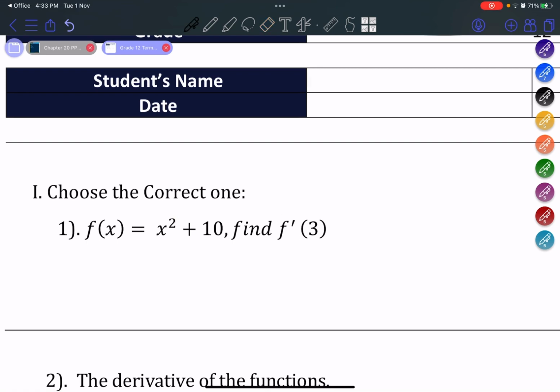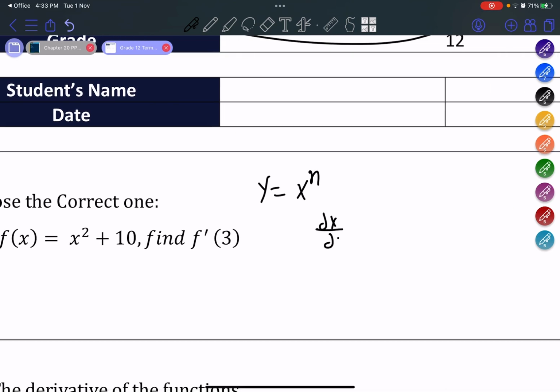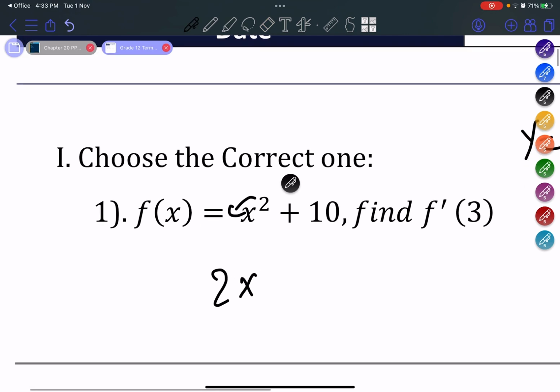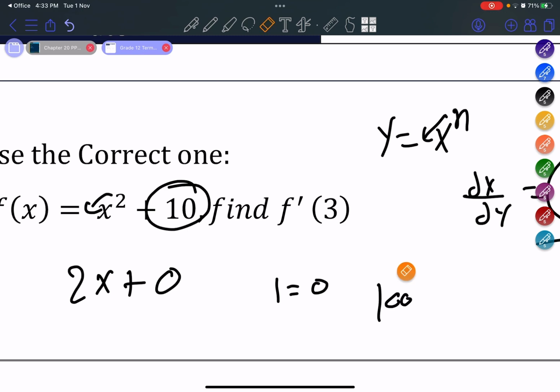Okay, so first step, we will find the derivative of this function. We will use the power rule, which states that if y equals x to the power n, then dy over dx will equal n times x to the power n minus 1. So we put the n in front and subtract 1 from the power. In this case, the 2 comes down, so it becomes 2x, and then 2 minus 1 is 1, so we don't have to write it. Plus, the derivative of a constant is always 0, so the derivative of 10 is 0. The derivative of 100 million is still 0, so it doesn't matter what it is. If it's a constant, then it's always 0.